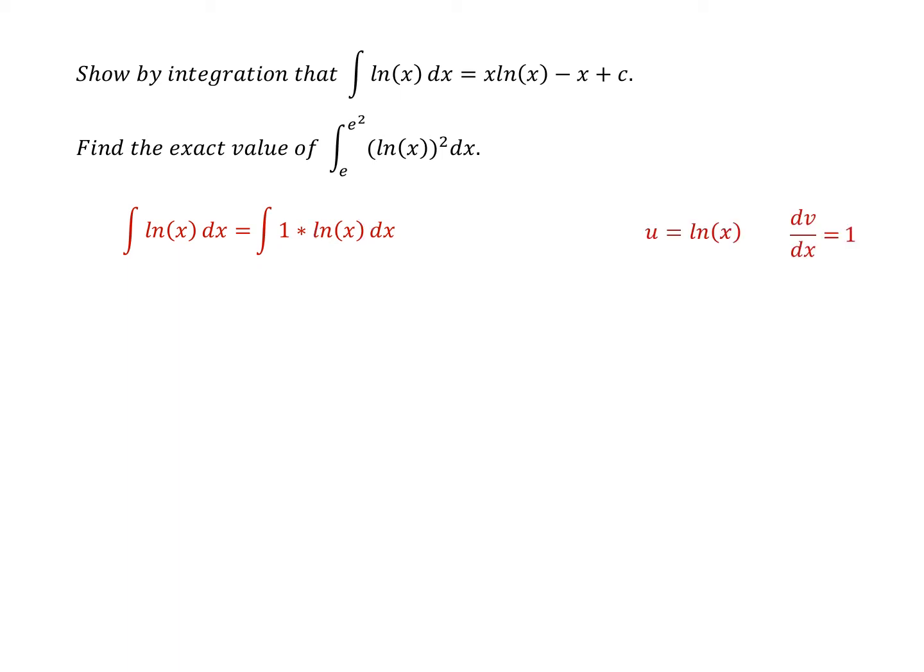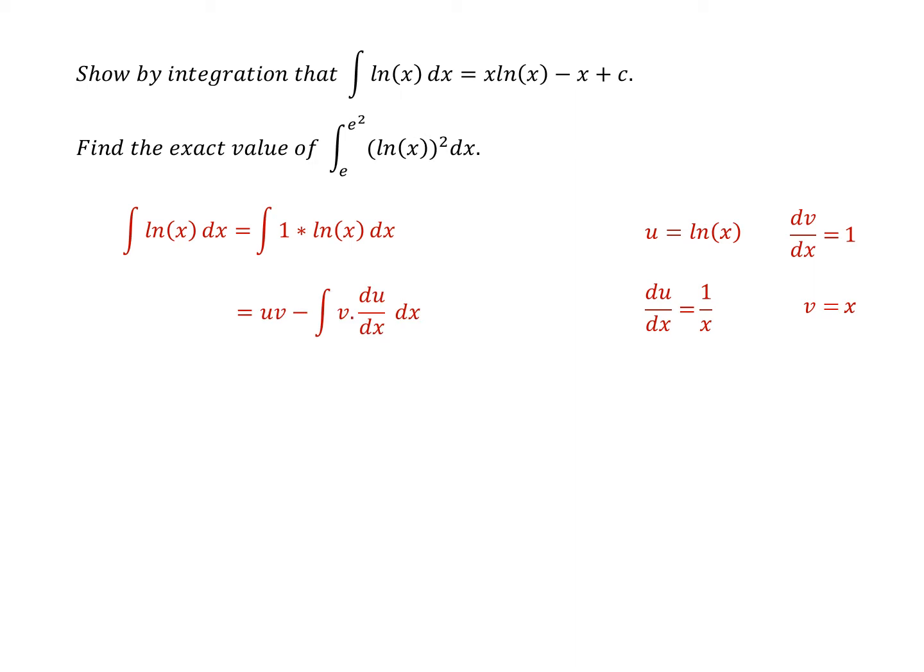So I choose u equal to ln x, dv dx equals the 1. And then, of course, du dx is 1 over x, and v will be the integral of 1. So v is just x. There's the formula for integration by parts.